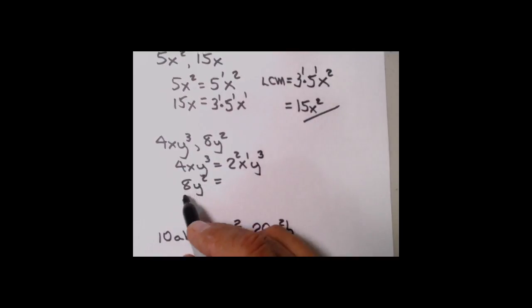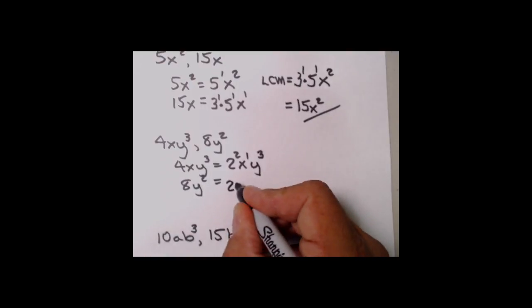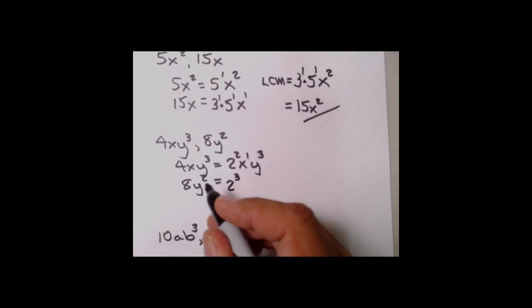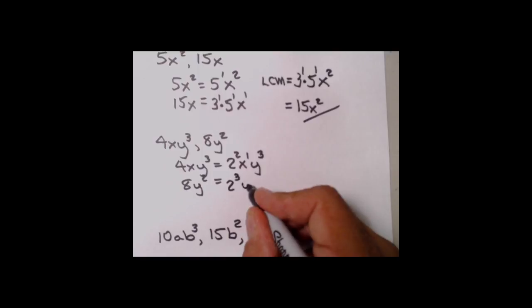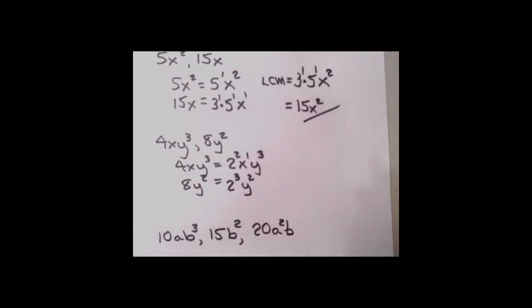Get the next guy down here. 8 is made out of 3 2's multiplying each other. 2 times 2 is 4, times 2 is 8. So this is 2 cubed. And then, of course, the variables are nice. You just write down the y squared.